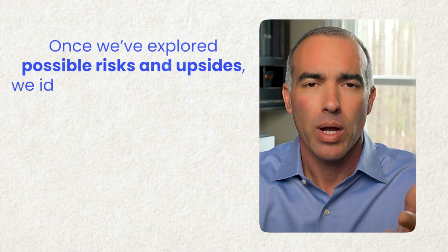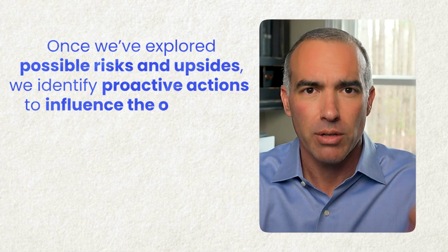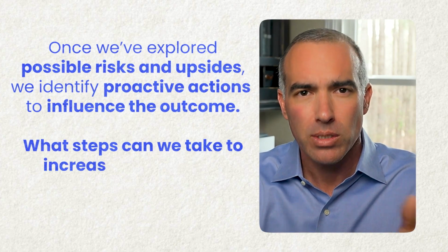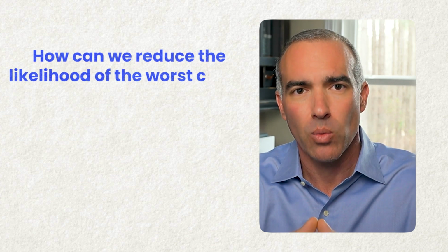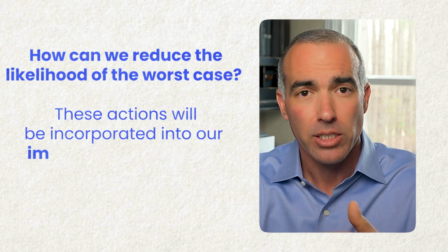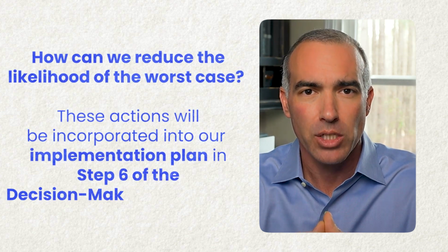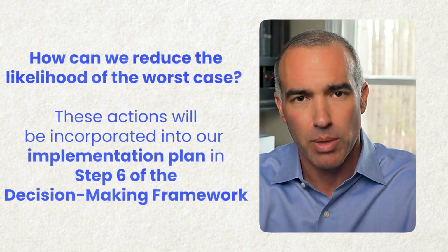Once we've explored possible risks and upsides, we identify proactive actions to influence the outcome. What steps can we take to increase the chances of the best case scenario happening? How can we reduce the likelihood of the worst case? These actions will be incorporated into our implementation plan in Step 6 of the decision-making framework.